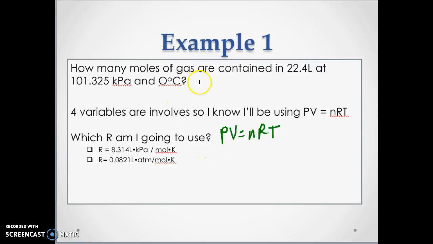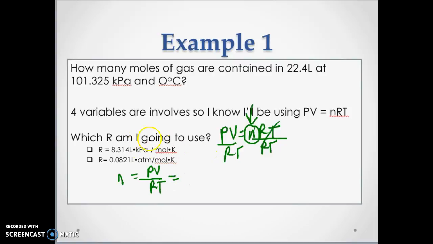So the equation is PV equals nRT. Okay? And the question says how many moles. So we're looking for n. We're looking for this guy. So we're going to divide whatever's next to it to the other side. And that's our new formula. Our new formula is n equals PV over RT. Okay, that's our new formula.